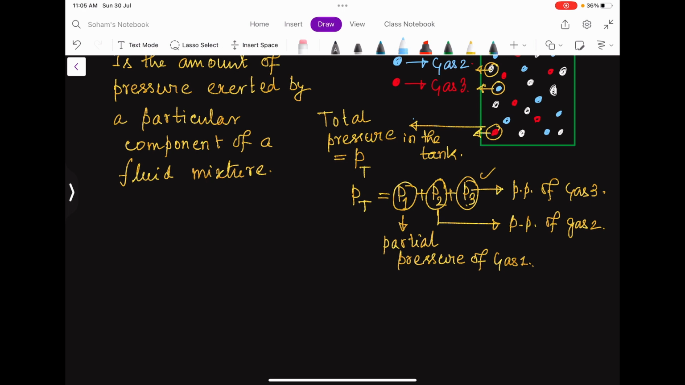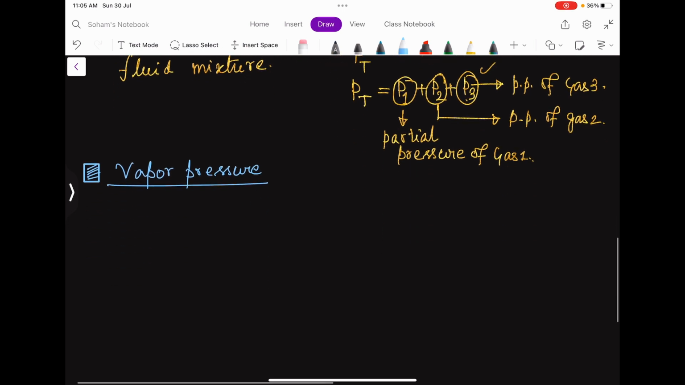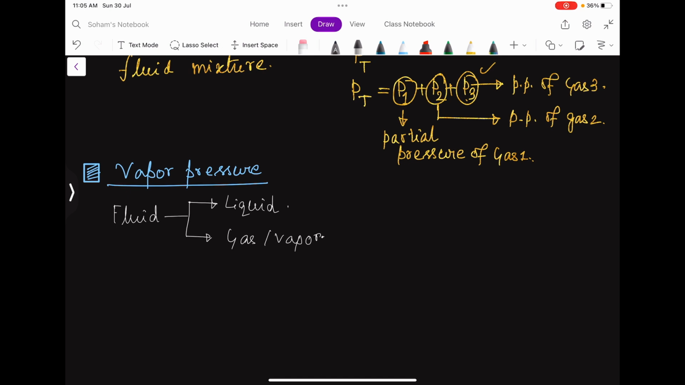And finally, a very important fluid property, that is vapor pressure. So what is vapor pressure? We all know that a fluid can have two types of phases. One is liquid, another is gas or vapor. And what is the main difference? For a liquid, the intermolecular force is greater, and for gases, the intermolecular force is lesser, right?